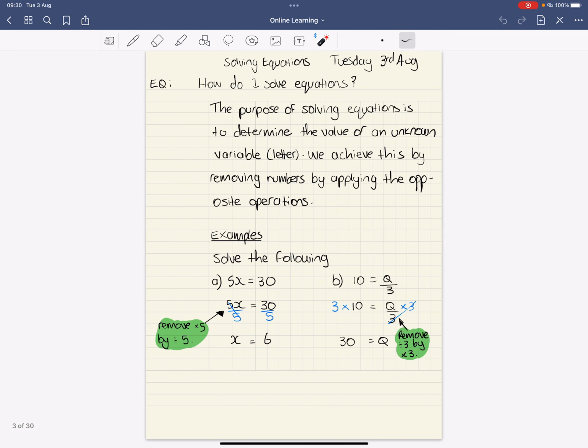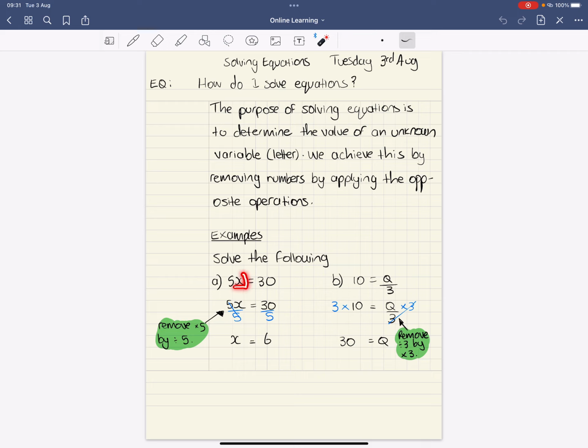All right. So what's today's essential question? Well, it's how do I solve equations? Remember, the purpose of solving equations is to determine the value of an unknown variable. That's why we solve. I've got a couple of examples down the bottom here: 5x equals 30 and 10 equals q divided by 3. What we're trying to do is solve for the unknown variable or letter.